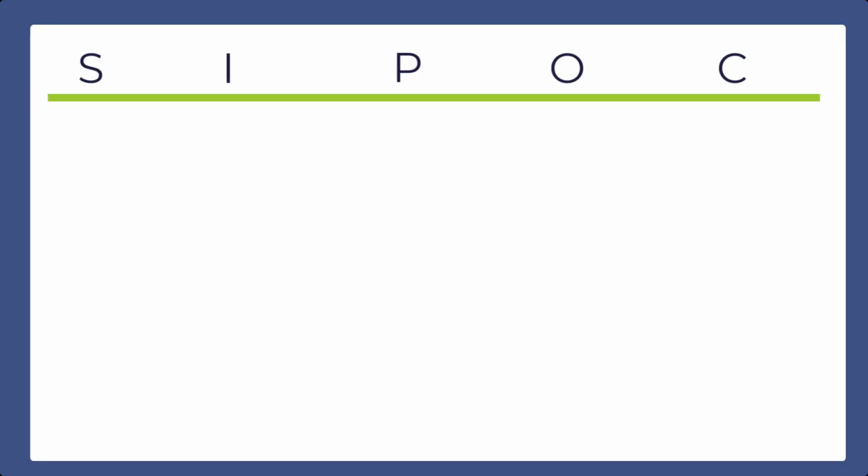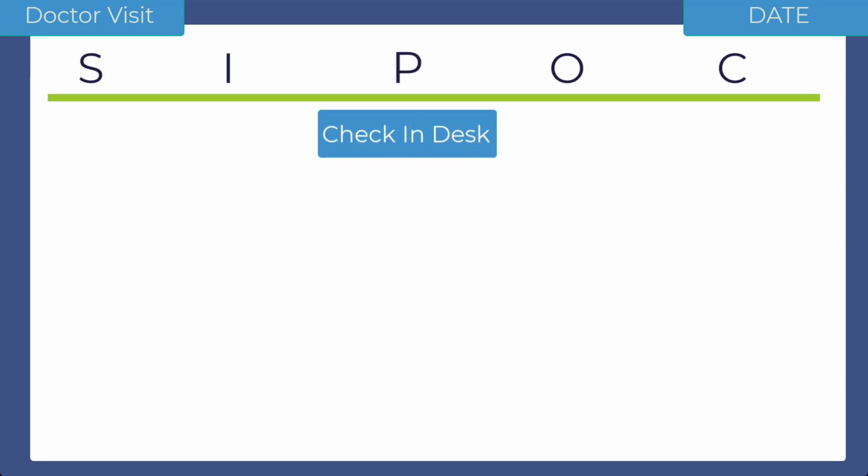For today's example, we're looking at the process of seeing the doctor. So you want to write that title at the top of the page along with the current date. Our boundaries are going to be from when we walk into the clinic to when we actually see the doctor. Those will be our endpoints. We'll create a sticky note for the beginning, check in with the reception desk, and one for the end, seeing the doctor. We'll leave some room in between to fill in the rest of the steps.